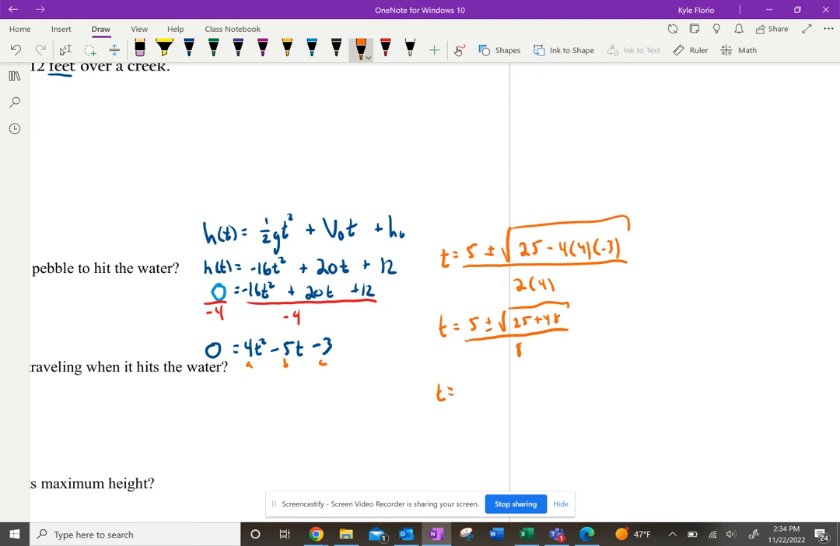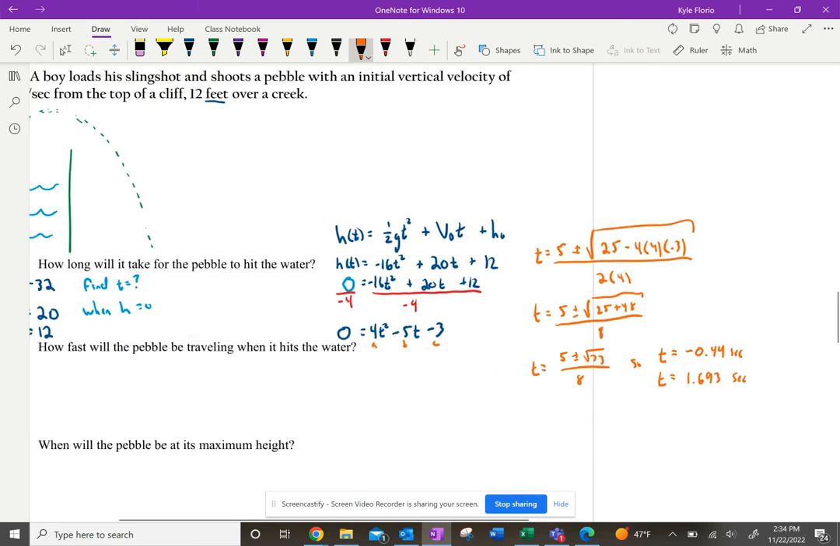If you guys have the program in your calculators, just use a program. So 5 plus or minus the square root of 73 over 8. So this is going to give me two solutions, 5 plus the square root of that over 8 and 5 minus the square root of that over 8. So we're going to get two answers. One of them is going to be negative 0.44, and the other one is going to be about 1.693 seconds.